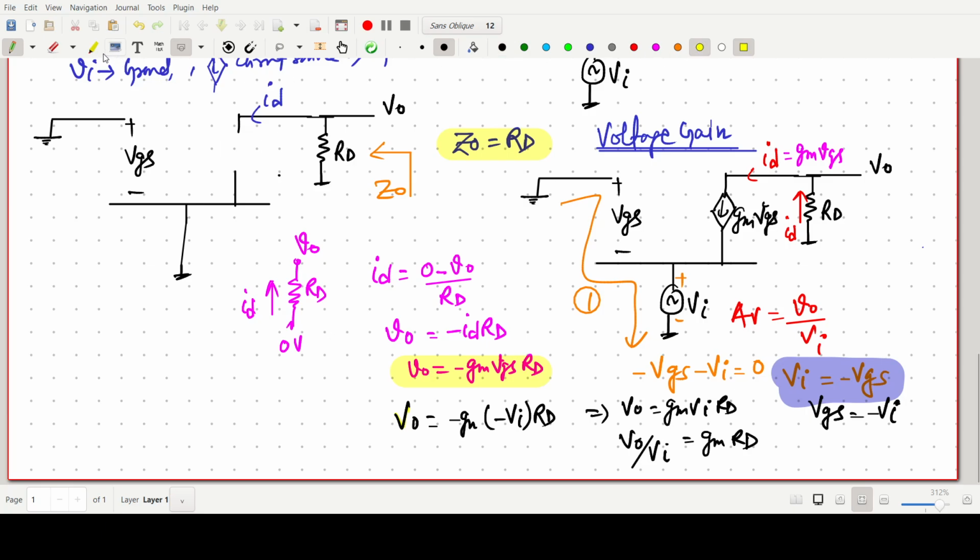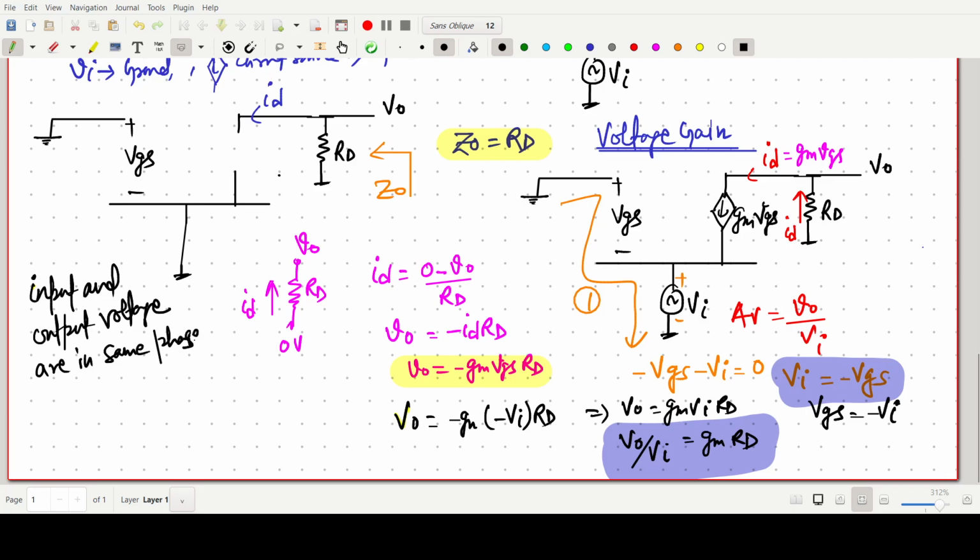So the voltage gain will be gm RD. In other cases it is minus gm RD, but here the input and output will be in the same phase. So we can write: input and output voltage are in same phase. Here V naught equals gm RD times Vi. In the common source, in CS configuration, V naught by Vi equals minus gm RD. But here it is simply gm RD.